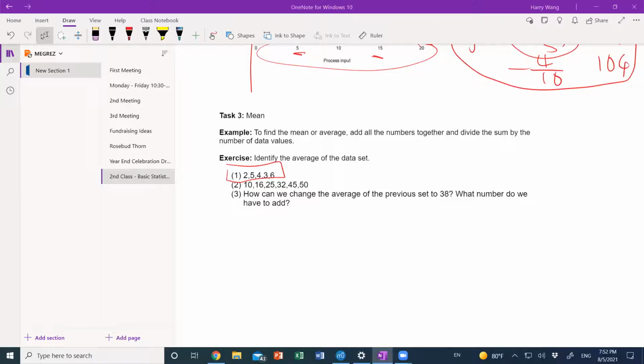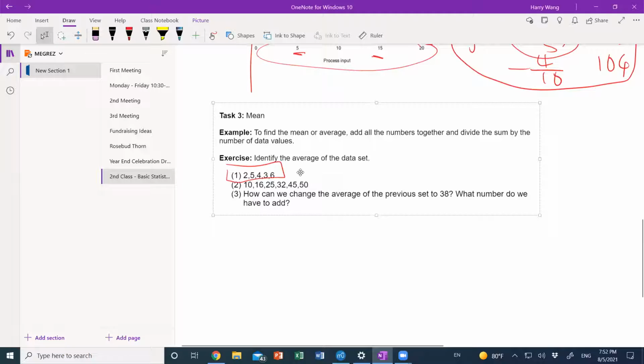Okay, seems like everyone is pretty good at finding averages. The average of this data set is, let me do this very quickly in my head. The average of this data set is 4. Yep, so congrats to everyone getting this right. Yep, everyone got it right.